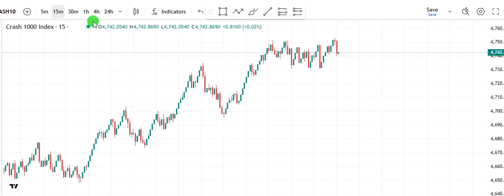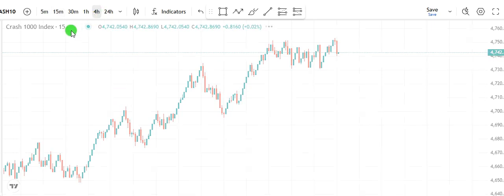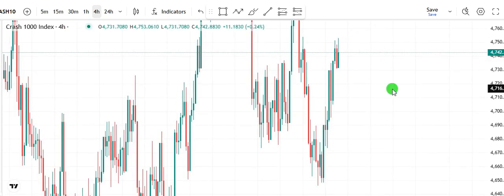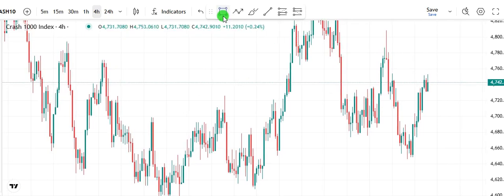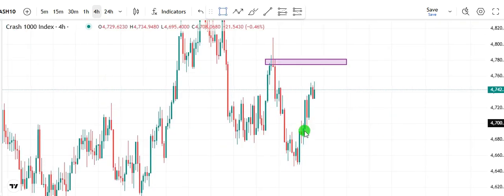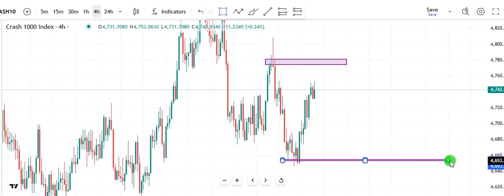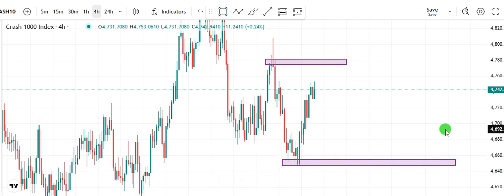Okay, on Crash 1000, let's go straight to the H4. Still looking out for opportunities. Here is the recent level where the market is likely to respect, then the low. So the trade opportunity we're looking for today is to see the market move above this zone right here.